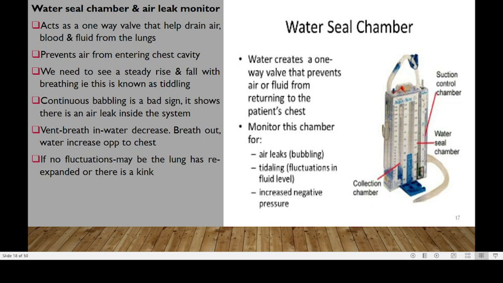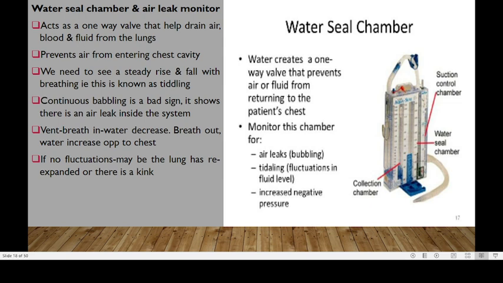So from the first chamber, now we go to the second one, and the second one is the water seal chamber, and it also has an air leak monitor. This one normally acts as a one-way valve to help drain fluid, air, or blood from the lungs. This chamber prevents air from entering the chest cavity, so we need to see a steady rise and fall with breathing. This is what is commonly referred to as tidaling, right? Remember, continuous bubbling is a bad sign because it shows there is an air leak inside the system.